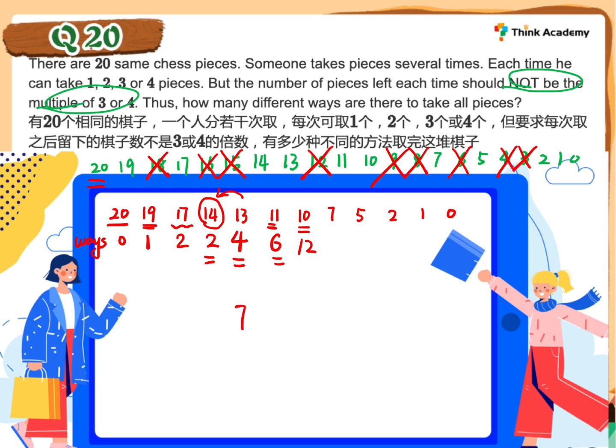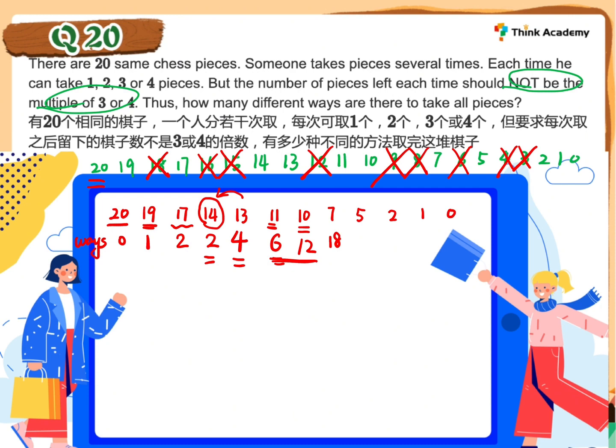Okay, and continue. How about 7? 7 came from 10, also came from 11. Yeah, that's enough, right? Minus 4 and minus 3. And then how many ways does 7 have? 7 pieces this situation have? Actually, it's 18, right? It's 18. And then I use another color.